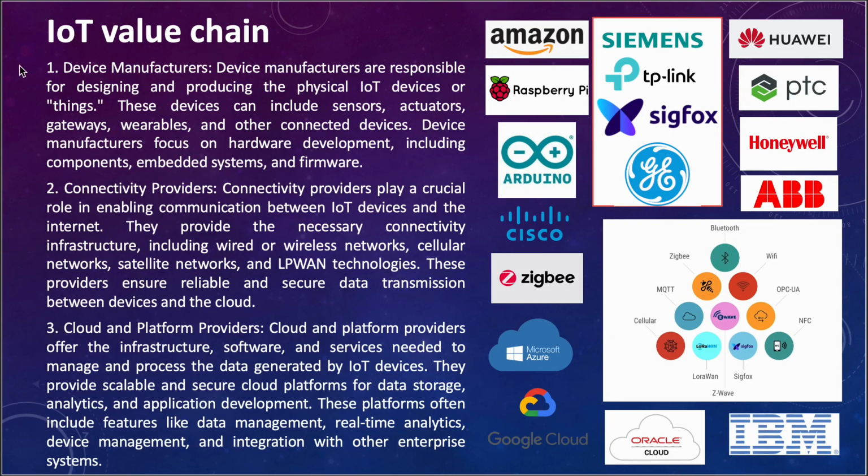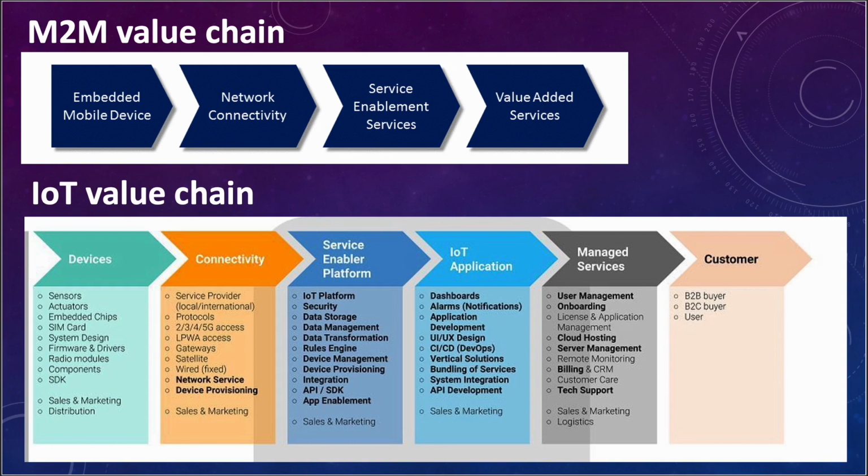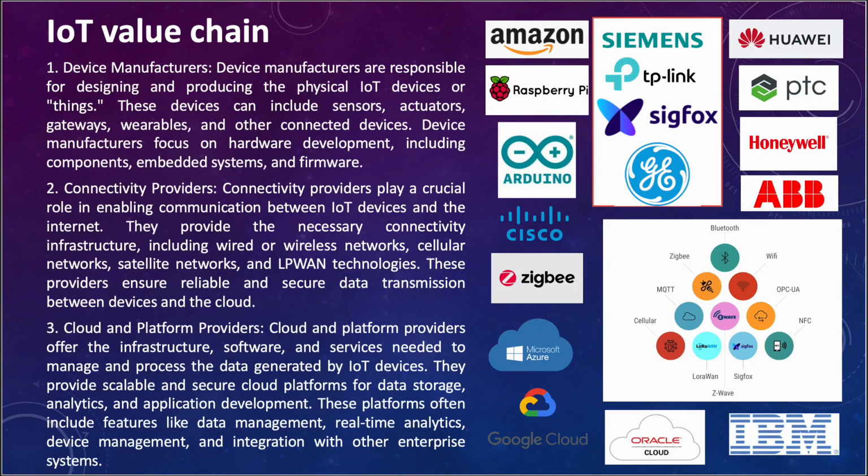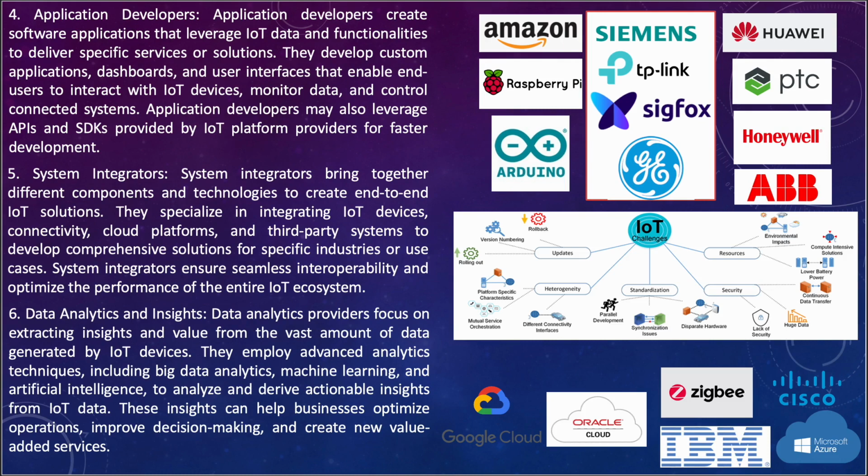So after that, we talked about IoT value chains, and we talked about what the chain links would be, and what the companies are that provide these chain links, for example, device manufacturing, connectivity providers, cloud platforms. We talked about application developers, then system integrators. We came up to here, right?